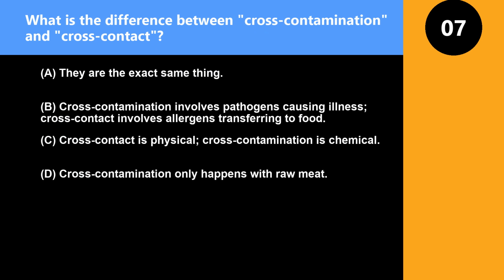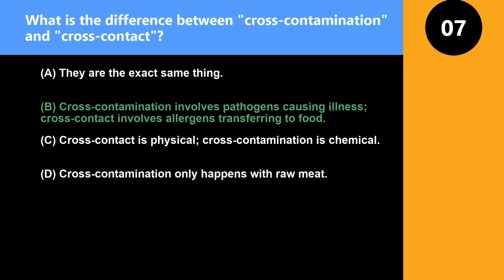Question 7. What is the difference between cross-contamination and cross-contact? Option A. They are the exact same thing. Option B. Cross-contamination involves pathogens causing illness. Cross-contact involves allergens transferring to food. Option C. Cross-contact is physical. Cross-contamination is chemical. Option D. Cross-contamination only happens with raw meat. The correct answer is option B.